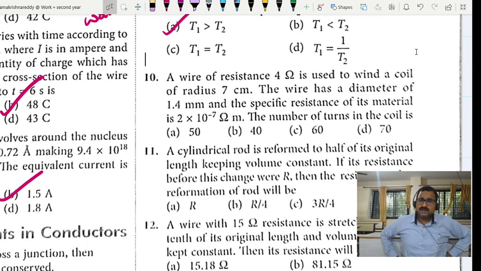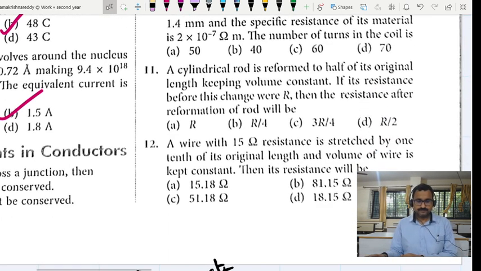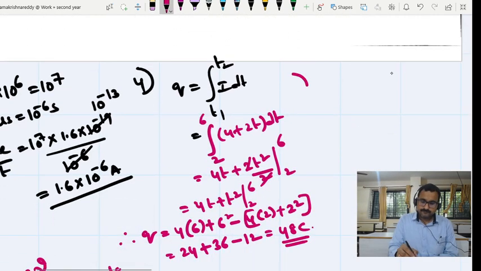What is the formula for the specific resistance? The general formula, all of you know: R is equal to rho L by A. But what they are asking is the number of turns of the coil, so we have to calculate the number of turns only. Question number 10. Main formula R equal to rho L by A.